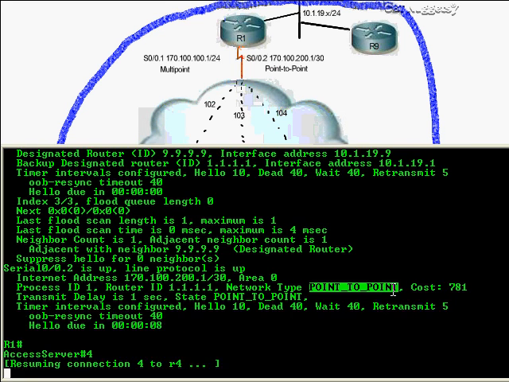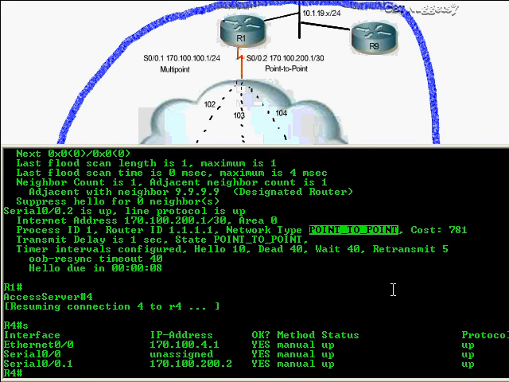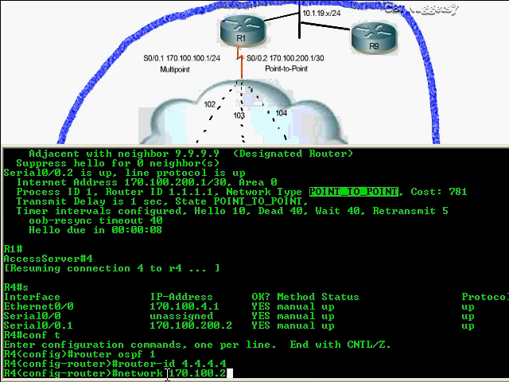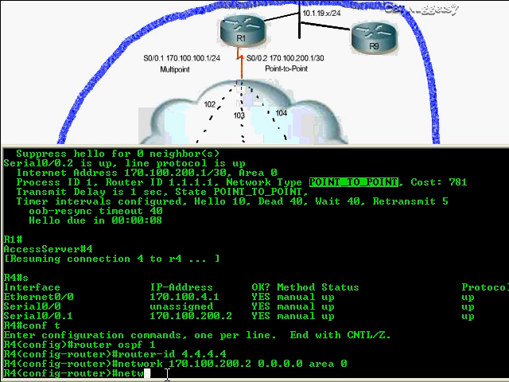I'm going to jump down to router 4, do a show IP interface brief. Serial 0/0.1 is a point-to-point interface, so I'll get in router OSPF 1, router ID 4.4.4.4, network 170.100.200.2, area 0, network 170.100.4.1. Oh, and what area was that? That was area 3. All right. So at that point, we have a point-to-point sub-interface.